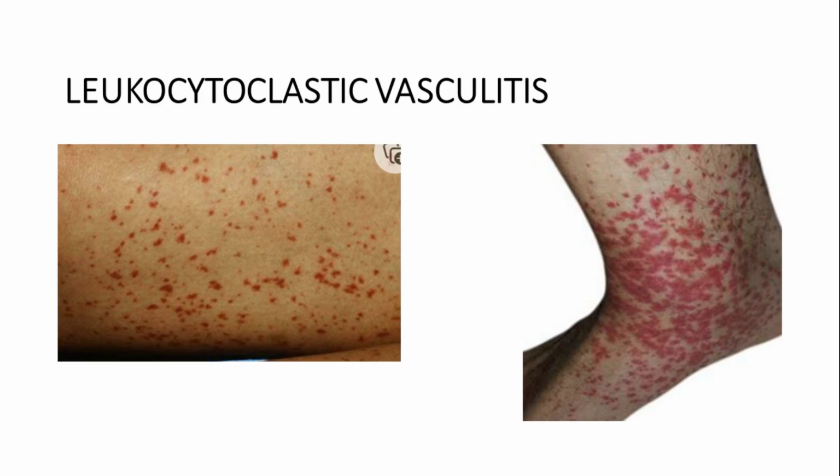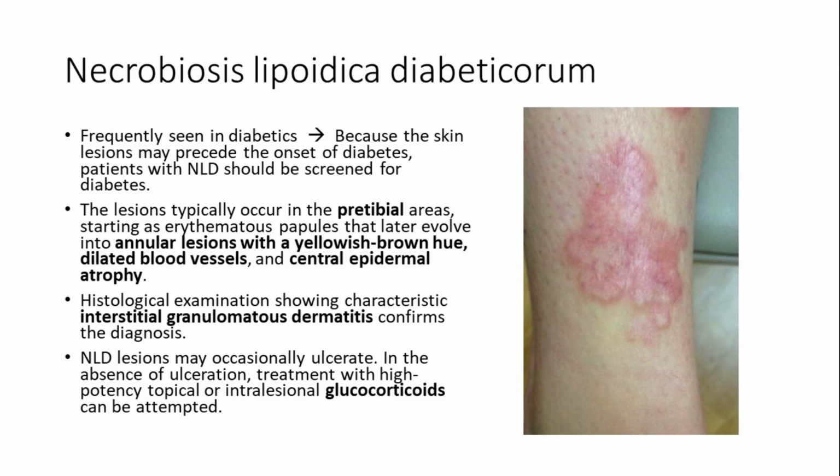Leukocytoclastic vasculitis presents with palpable purpura, often on the lower extremities. It requires thorough evaluation to determine the underlying cause. Necrobiosis lipoidica diabeticorum often precedes diabetes diagnosis. It presents with yellowish-brown lesions and requires high-potency topical glucocorticoids for treatment.